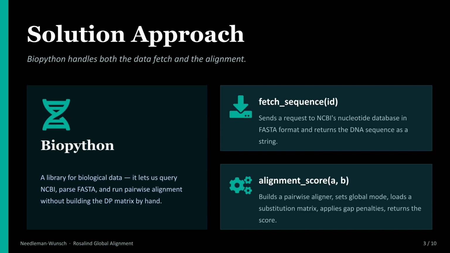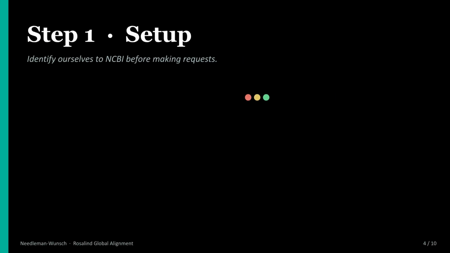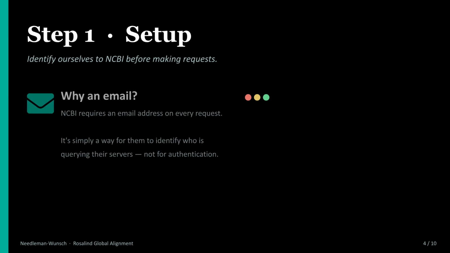We start by using Biopython, which is a powerful library for working with biological data. It gives us tools to fetch sequences from online databases and perform alignments without writing everything from scratch. The first thing we do is set an email address. This is required by NCBI whenever we send a request to their servers. It's just a way to identify who is making the request.